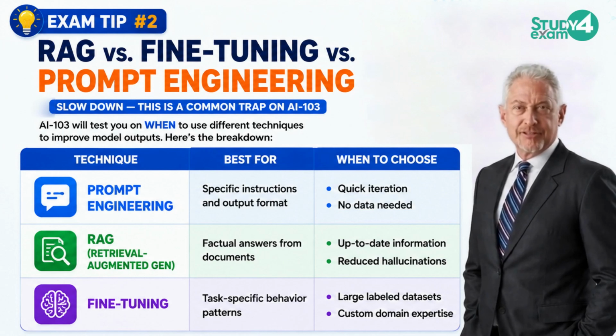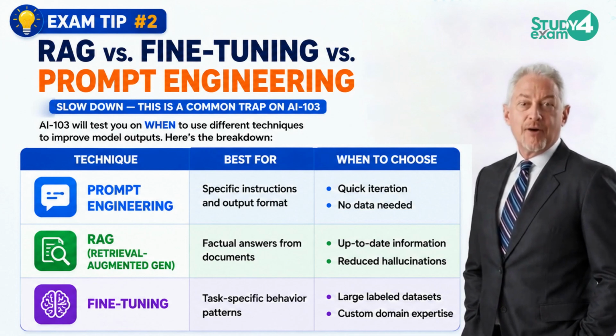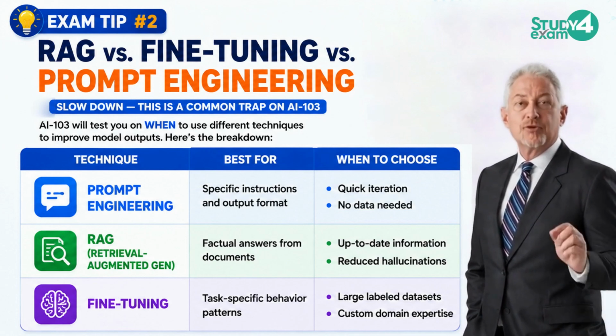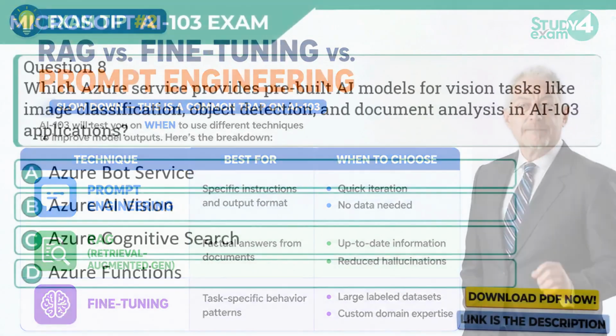Decision tree: does the scenario say current data or factual accuracy? RAG. Does the scenario say specific format? Prompt engineering. Does the scenario say new task with lots of examples? Fine-tuning.